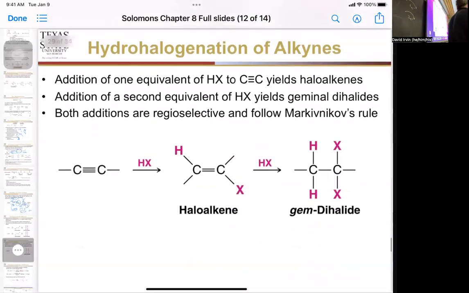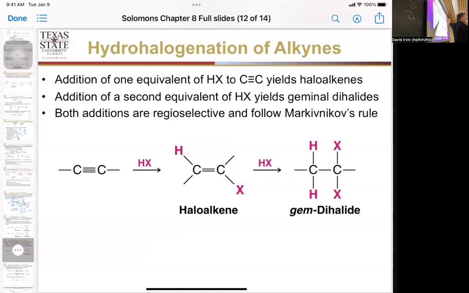So you can do the same thing with hydrohalogenation. Same mechanism, where you're going to add the first equivalent. It's going to give you anti-addition. Just like before, it's going to give us anti-addition. And then your second one is going to give anti-addition, but it follows Markovnikov's rule.